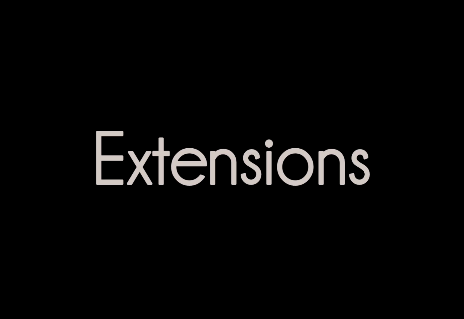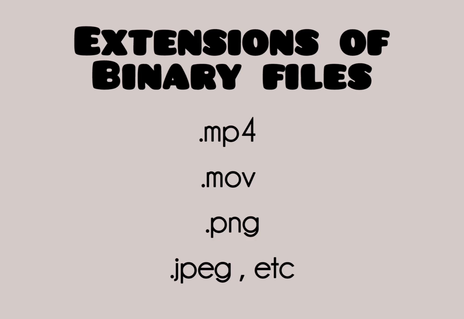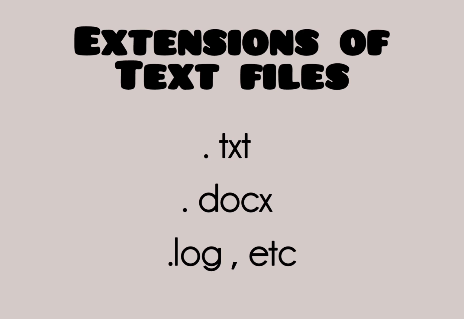Now also there are some extensions with the help of which we can differentiate between binary files and text files. So these are the extensions of binary files: .mp4, .mov, .png, .jpeg, etc. Like if we are storing an image whose name is image.jpeg, this is the extension of a binary file. And next, here are the extensions of text files: .txt, .docx, .log, etc.